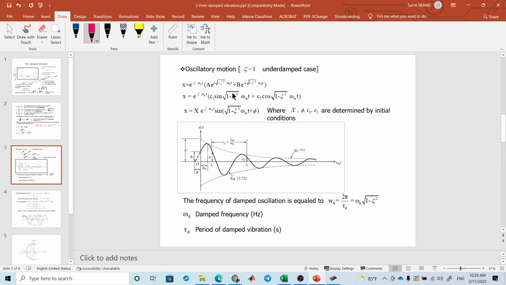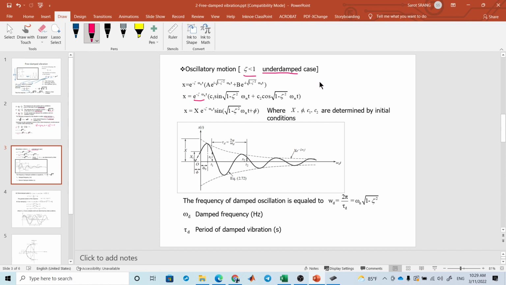The most interesting case, because vibration means the motion is oscillatory, is the underdamped case with zeta less than 1. And the form of the solution is like this. So you have an exponential term here.